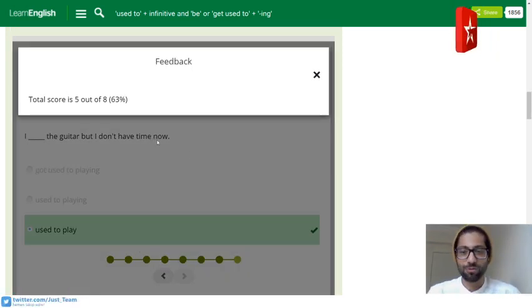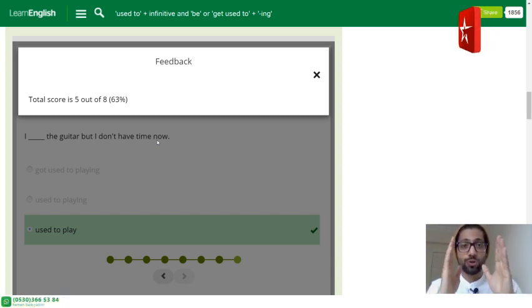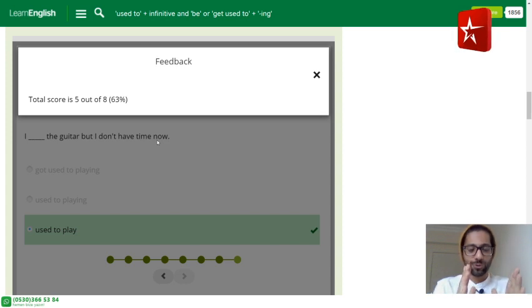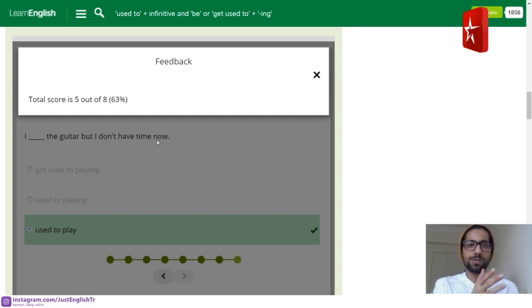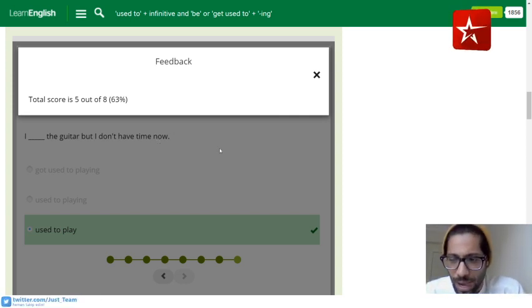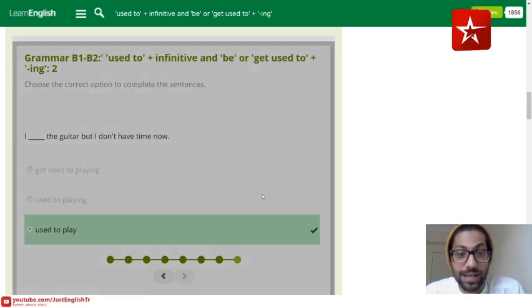Look, I said to you there would be a few mistakes. You have to understand the fact that used to plus infinitive is something that happened in the past, but now no longer is happening. It stopped. With familiarity and custom, something you are used to or suited to, we use get used to and be used to. So now let's check our mistakes.